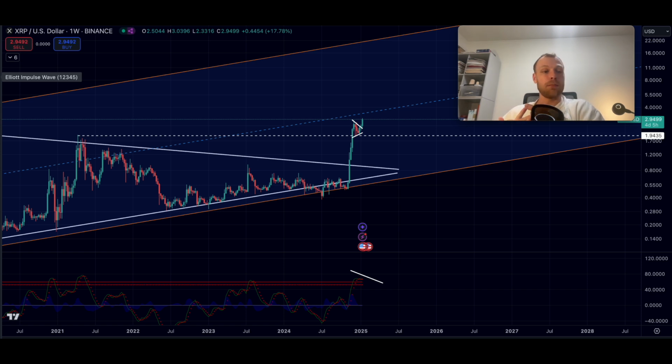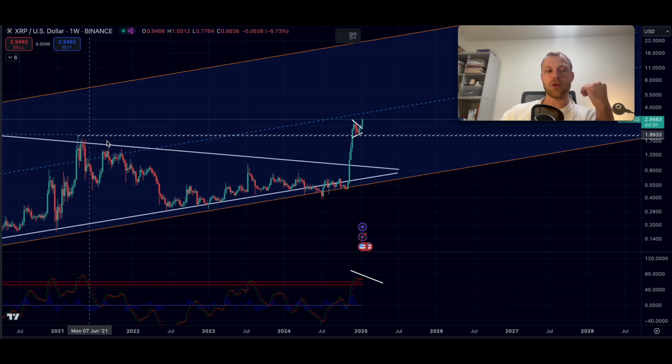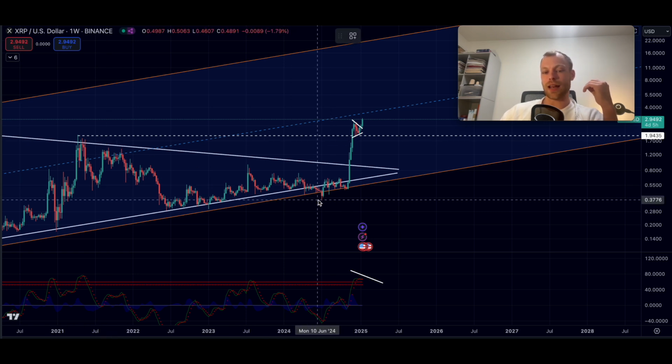So maybe if you have some feedback, you can drop it in the comment section down below. I do have some experience with Elliott wave theory, but I just find it very interesting to use it especially to determine targets and to see a little bit where in a move we could be.